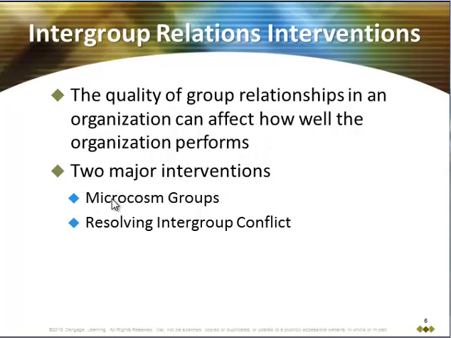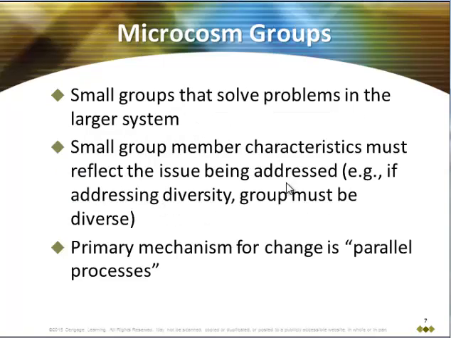You can come in and work with a small group, a microcosm, which is a smaller group of a larger organization. What you're trying to do is resolve intergroup conflict. Intergroup conflict means conflict between two groups, so the cooks and the waiters aren't getting along. Small groups that solve problems in the larger system, that's what I was alluding to a minute ago. Small group member characteristics must reflect the issue being addressed.